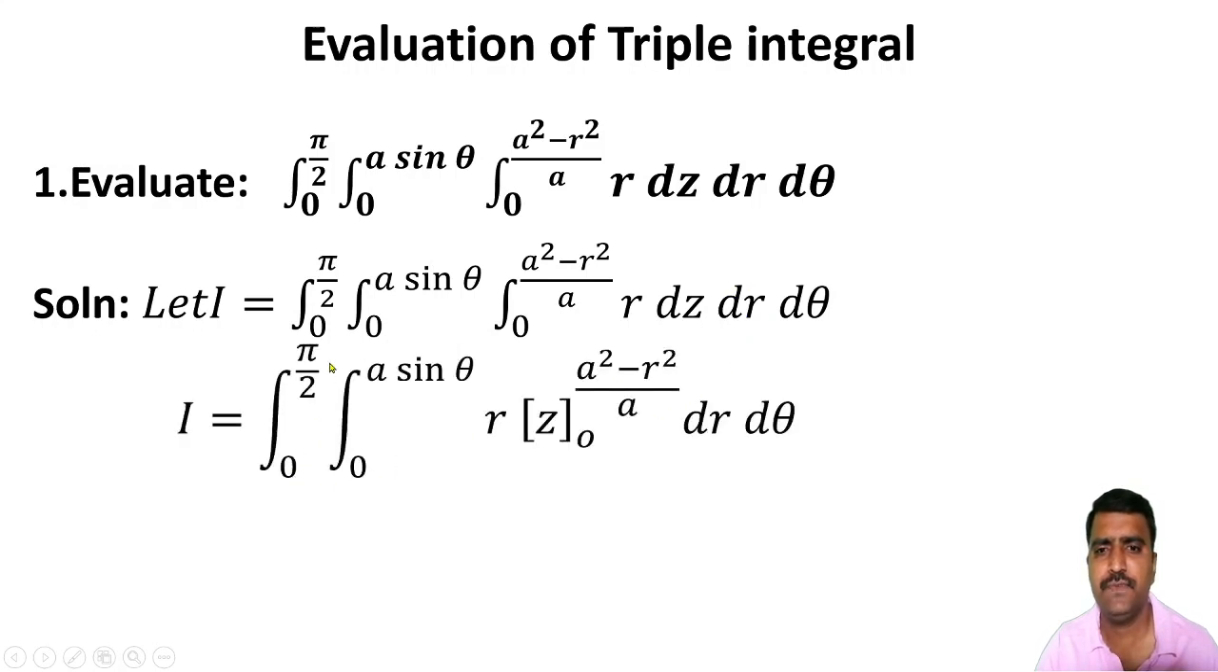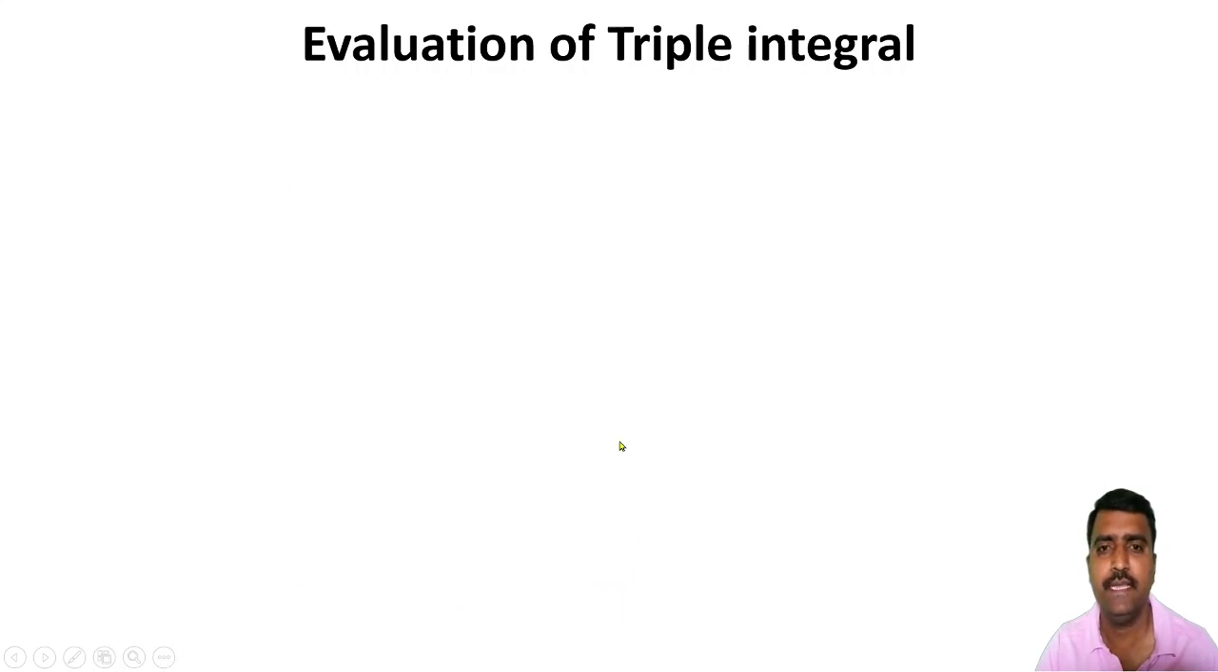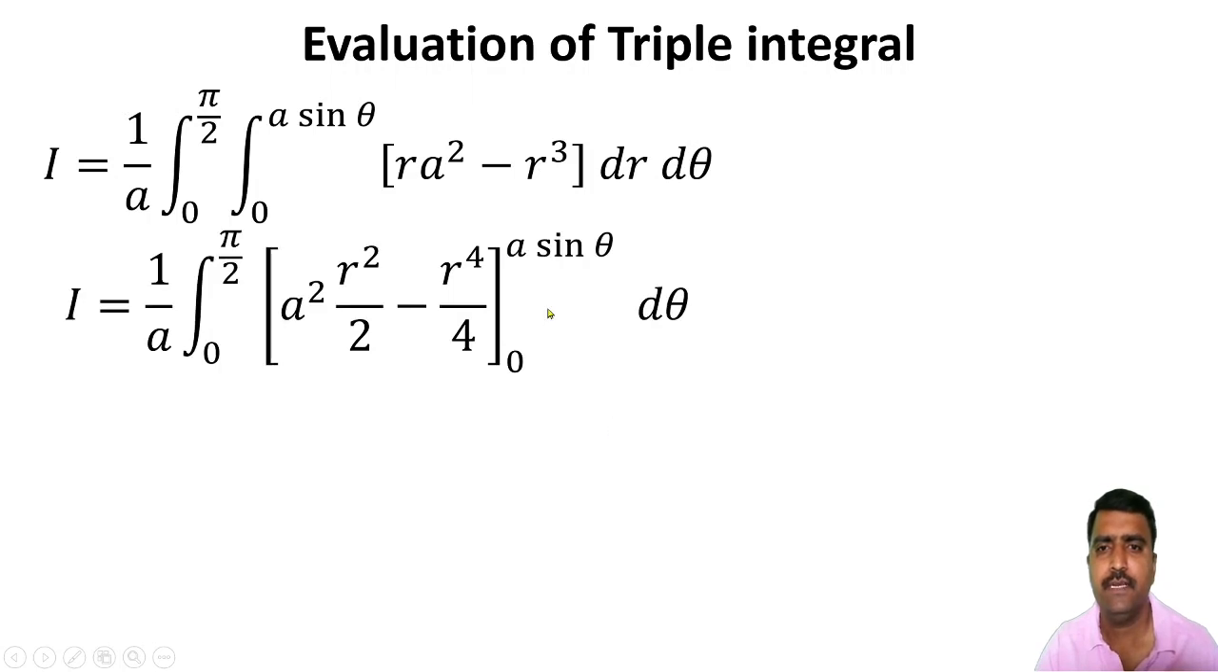So now you take integration from 0 to pi by 2, 0 to a sin theta. Integration with respect to z gives z only, with limit 0 to (a square minus r square) by a, dr d theta. When you apply the limit, it is r into (a square minus r square) by a, minus lower limit 0, dr d theta. Next step, you have to integrate this with respect to r. For that, you multiply this r with a square and r square. So we have r into a square minus r cube, and keep this 1 by a constant outside the integration. So r into (a square minus r cube) dr d theta.